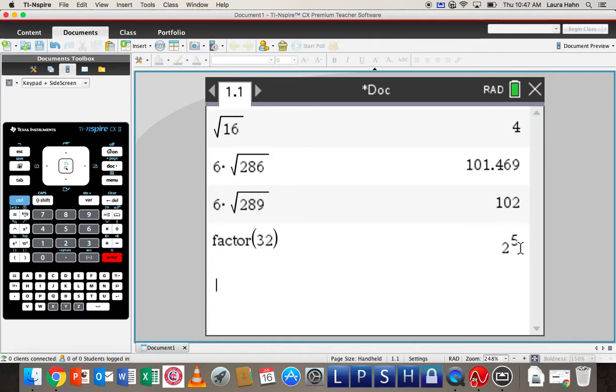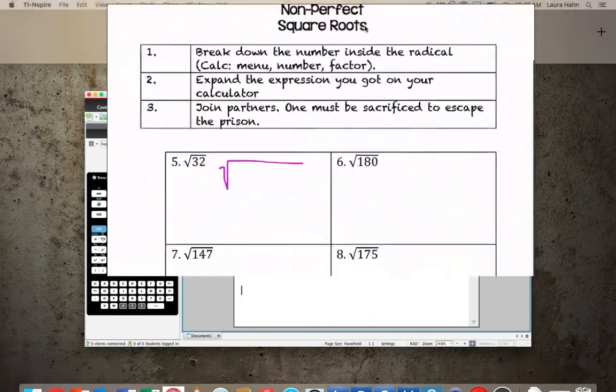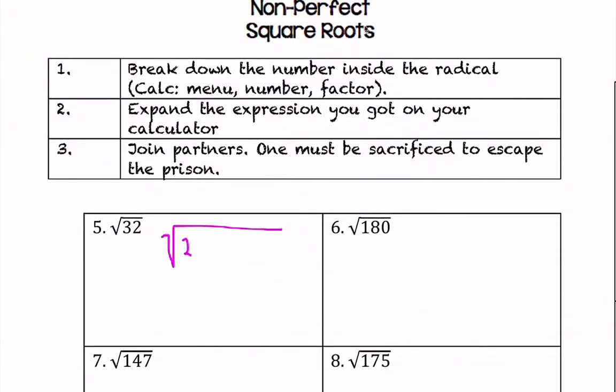And I have 2 to the 5th power. Remember, that means 2 times 2 times 2 times 2 times 2. And I know that 2 times 2 times 2 times 2 times 2 is the same thing as 32. I'm just breaking it down. So instead of having 32 inside my radical, I'm going to write out 2 times itself 5 times: 1, 2, 3, 4, and 5. So the square root of 32 and the square root of all this is the same thing. If you multiply these together, it'll give you 32. So that was step 2: expand the expression you got on your calculator. I got 2 to the 5th, so I put down 5 2's.